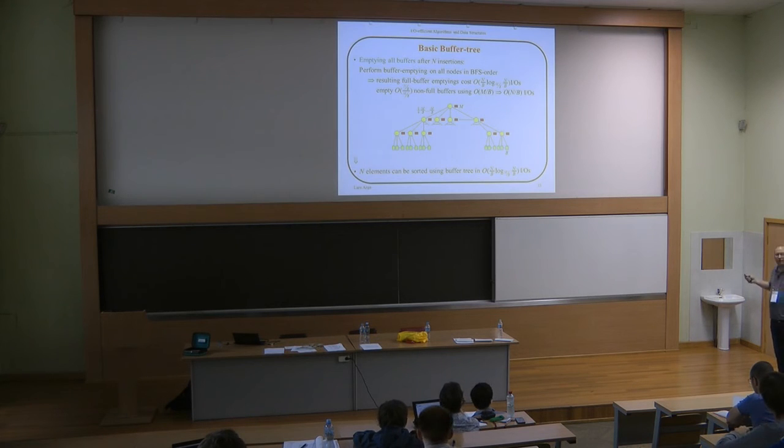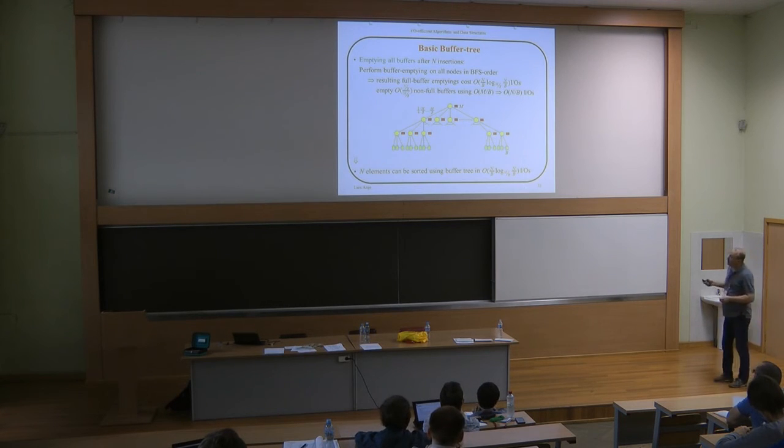If I empty all the buffers, I start emptying this guy, then this guy, this guy, this guy, and I empty them all, and eventually they're all going to be down here in sorted order. And it's easy to argue that it's going to cost me a linear number of IOs, because how many buffers do I have? I have this many buffers. I pay M over B every time I empty a non-full one, so this times this is linear, so I can empty all these in a linear number of IOs. So now I have another sorting algorithm.